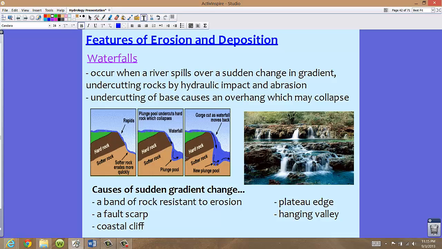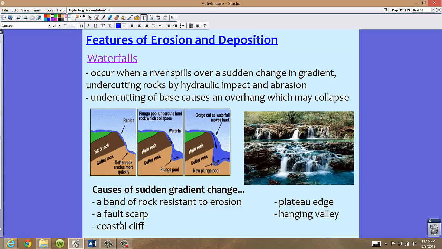Now over time, we're going to get more of this rock cutting away, creating more of this undercutting underneath the soft rock. And possibly over time, all the softer rock will actually be eroded away. We're left with this hard rock, which actually might collapse. Now, we have causes of sudden gradient change. What are the reasons basically for this sudden shape right here, this big slope?